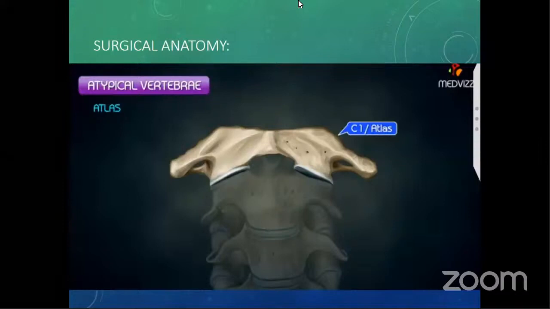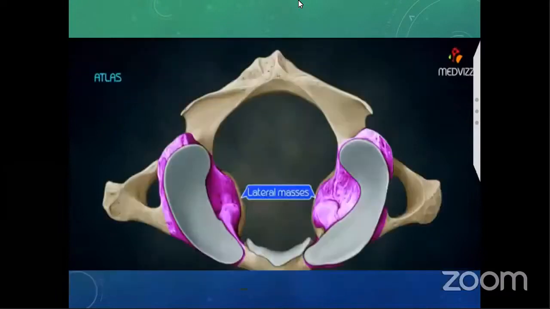Okay, so we will start with the surgical anatomy. We will try to simplify the anatomy of the atlas. The atlas is actually an atypical vertebra, and it is unique in a way that it neither has a spinous process nor a body. What happened is that during early embryological period, the body of the atlas fuses with that of axis, and in early life it presents the dens. So the dens of the axis is actually the body of atlas.